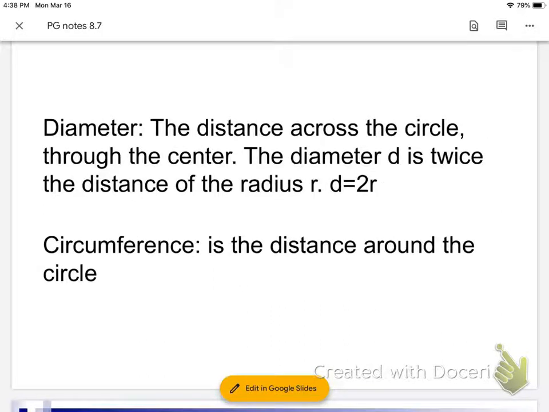We also have the vocab word of diameter. That's the distance across the circle through the center. The diameter is twice the distance of the radius. So this part here is very important. The diameter equals 2 times the radius.